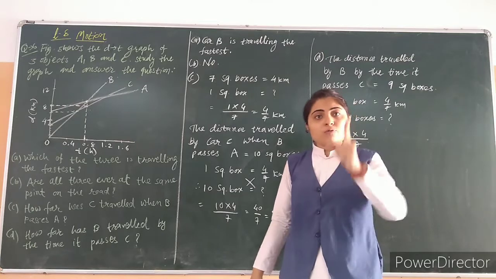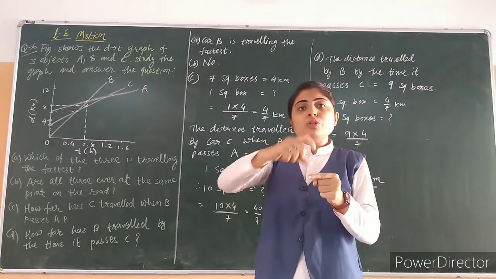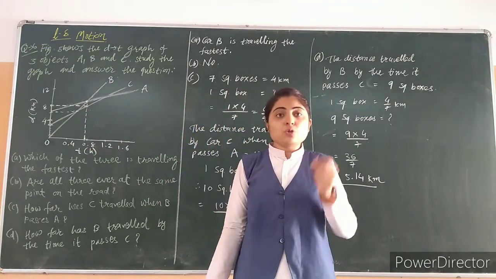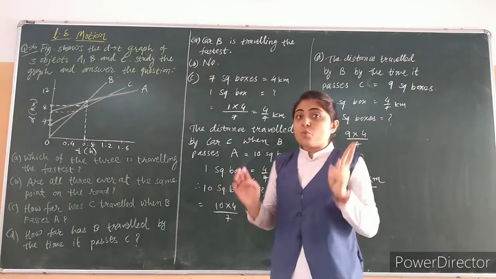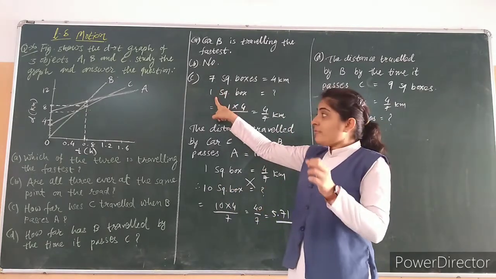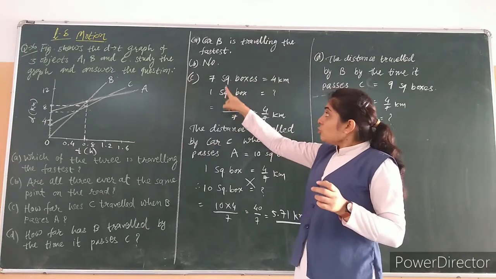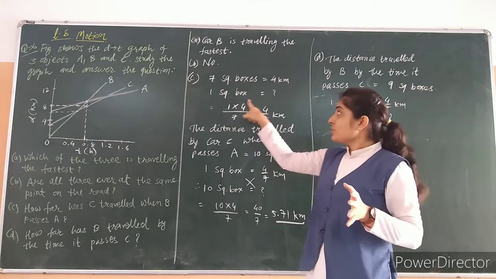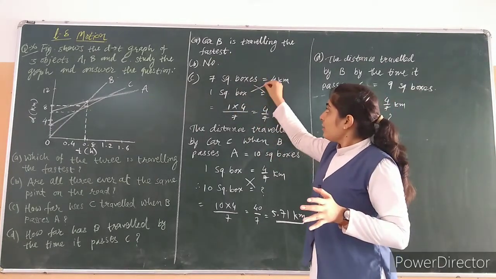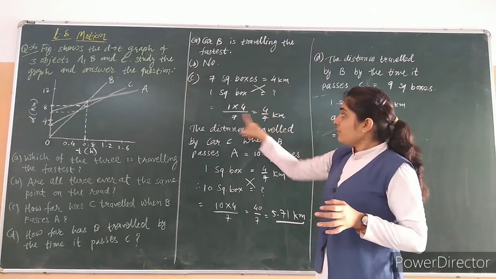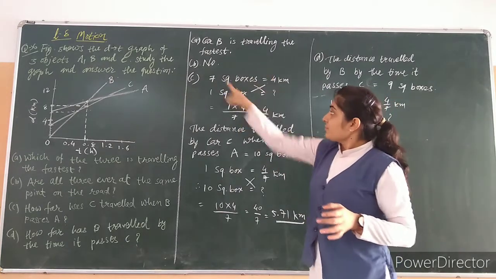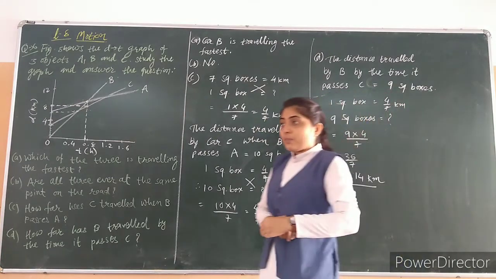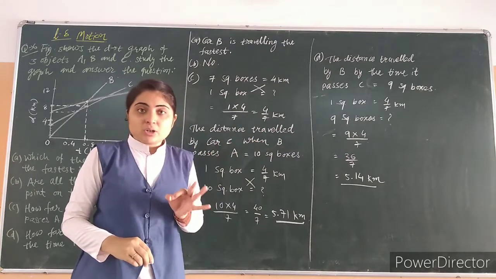If we know the value of 1 square box, then according to the number of square boxes traveled by the object, we can find the total distance traveled by it. Understand very carefully. We are finding the value of 1 square box. 7 square boxes equal 4 kilometers. 1 square box equals how much? By cross product, 1 into 4 divided by 7, equals 4 upon 7 kilometer. It means 1 square box has the value 4 by 7 kilometer.